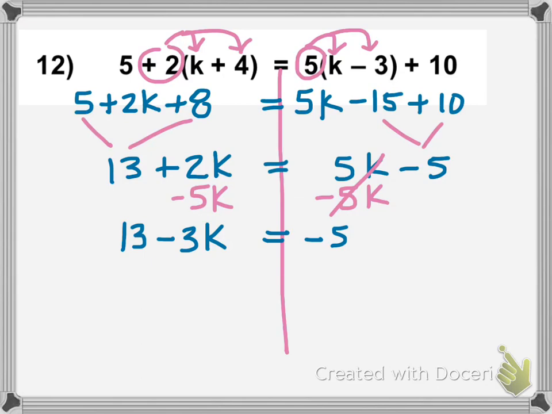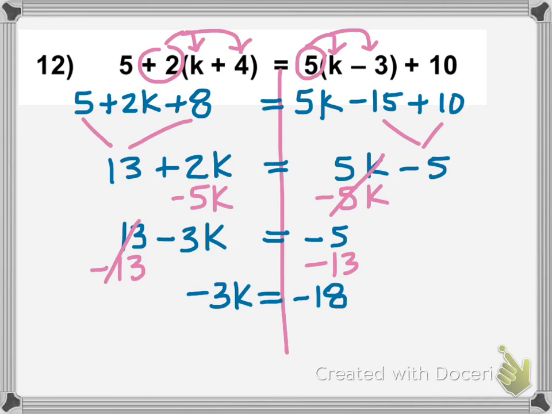Since all of our variable terms are on the left, all our k's are on the left, we're going to move all of our constants or numbers to the right. Since 13 is positive, I'm going to subtract 13 from both sides. When I subtract 13 from 13, I get 0. So on the left, I've got a negative 3k equals, on the right, negative 5 and a negative 13 make a negative 18.